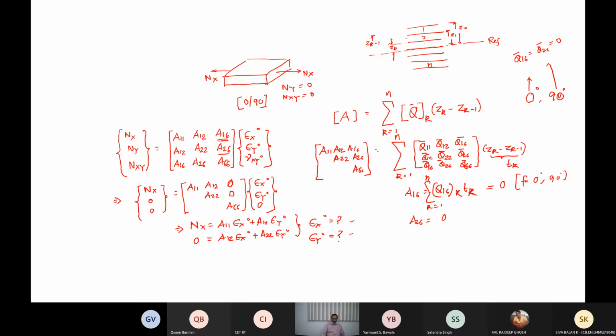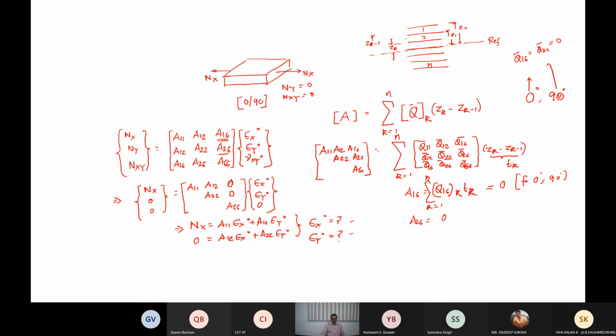If you try to see physically what that implies, A16 implies if we apply Nx, there will be shear strain. If A26 is there, if we apply Nx, there will be shear strain. So that means the normal stress along x and y will lead to shear strain. That means shear extension coupling. But if it's a specially orthotropic laminate, where each layer is a special orthotropic lamina, the shear extension coupling is absent. Therefore, A16, A26 are 0. Is that clear?